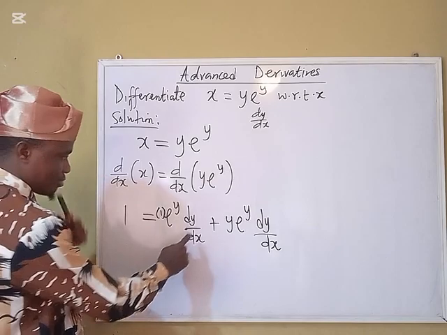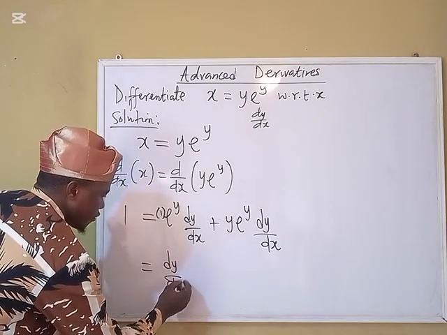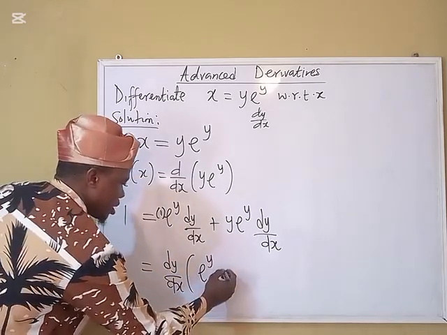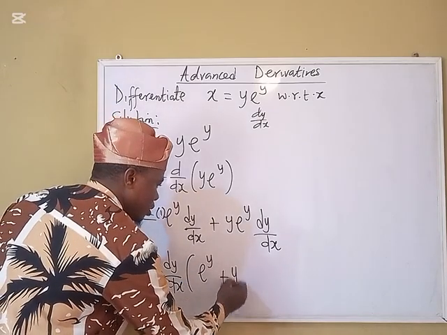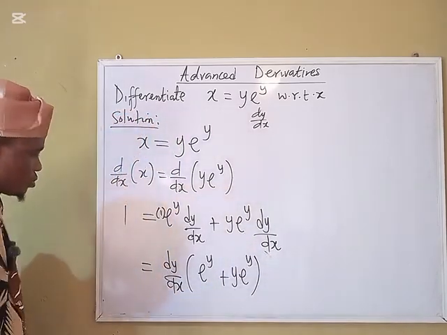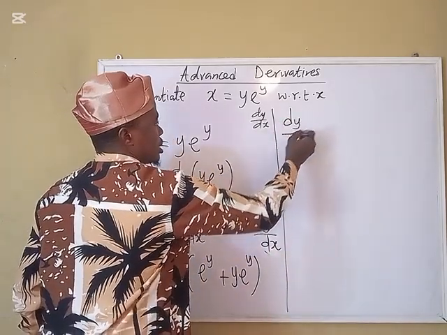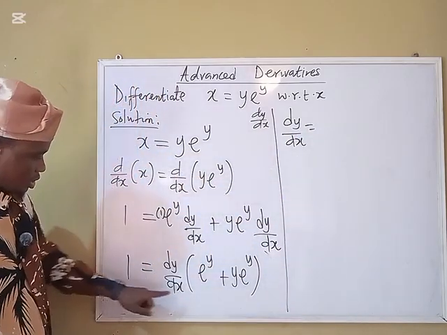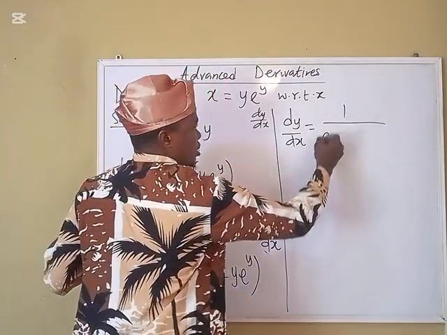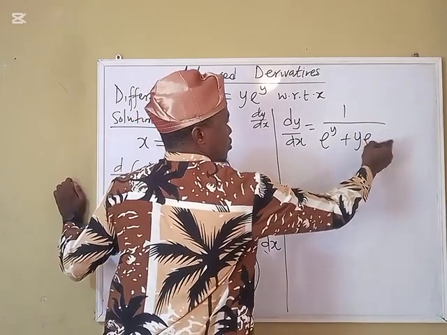Now, we're going to see that we have dy/dx here and dy/dx here. Just factor dy/dx out. We have e to the power of y, 1 times e to the power of y gives e to the power of y, then plus y e to the power of y. We have 1 on the other side. So the next thing you are going to do is divide through by this. So dy/dx is going to be 1 over e to the power of y plus y e to the power of y.